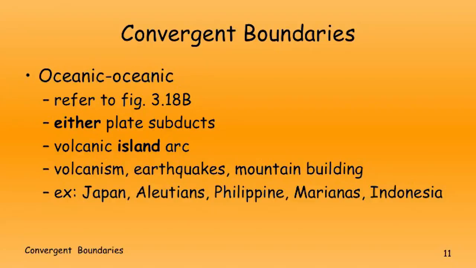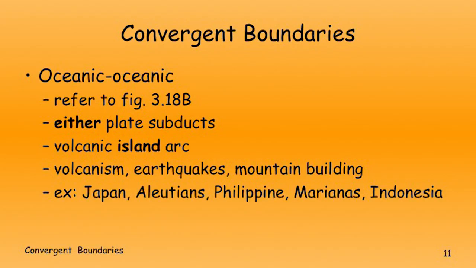Again, usually those chains of volcanoes are not going to be straight in a line, but rather they are going to describe an arc. So, processes that go on with oceanic convergence: either plate could subdge. You form a volcanic island arc, so it means an arcuate chain of islands with volcanoes on top. So you have volcanic activity.